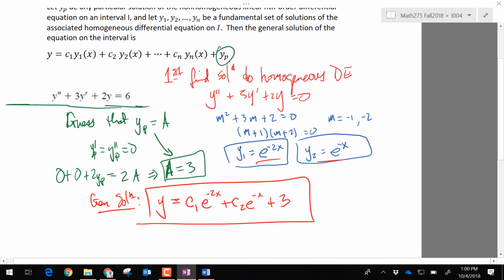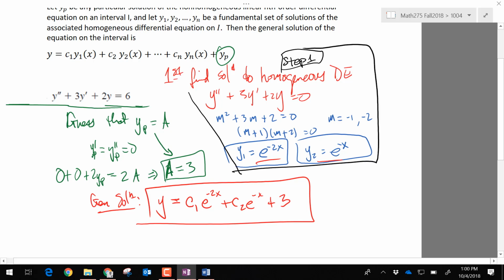So this is our first step. Step one, we found the y1 and y2. Right? Now, step two is this: find y sub p. That's our step two. And right now, what I'm proposing is that we just guess what y sub p is. And we guess that y sub p is a constant, A. We'll call it A.